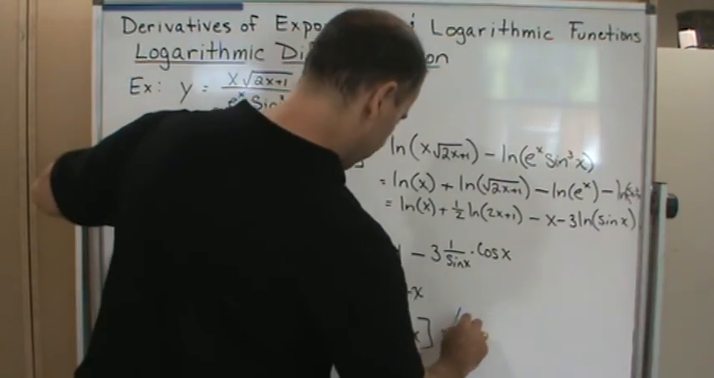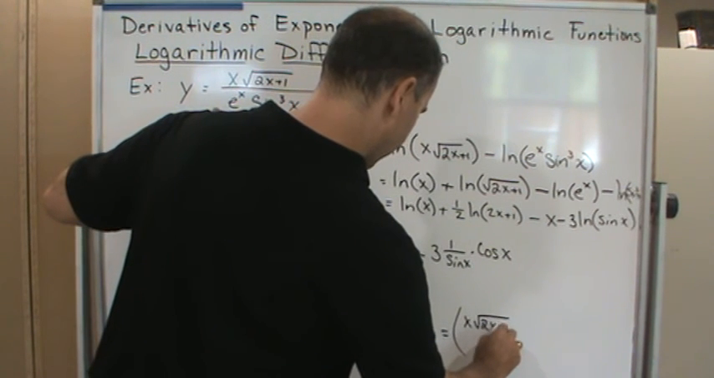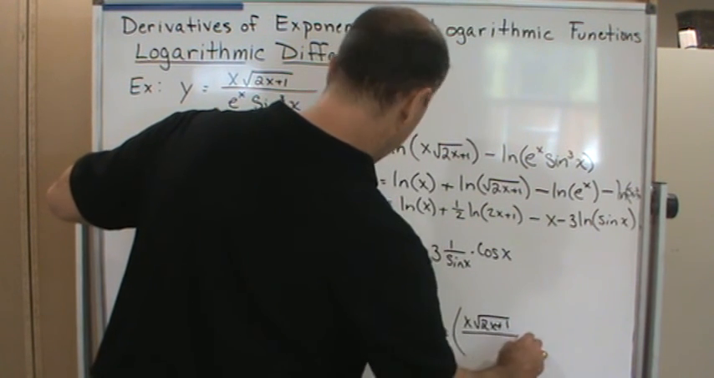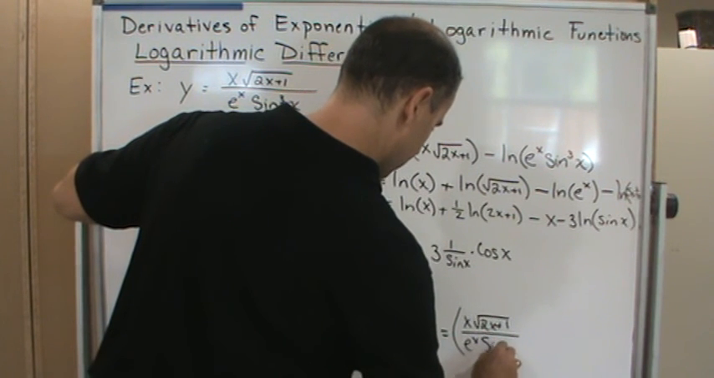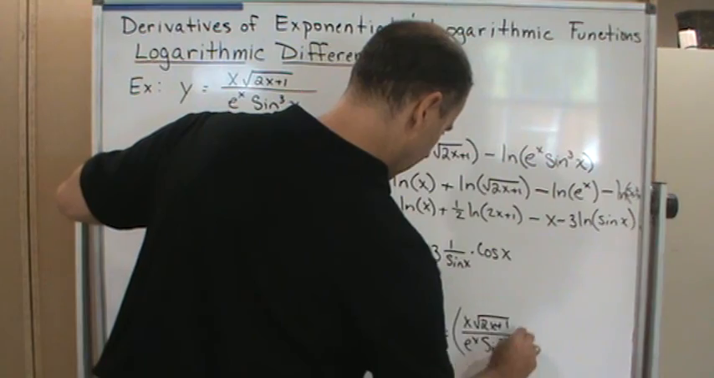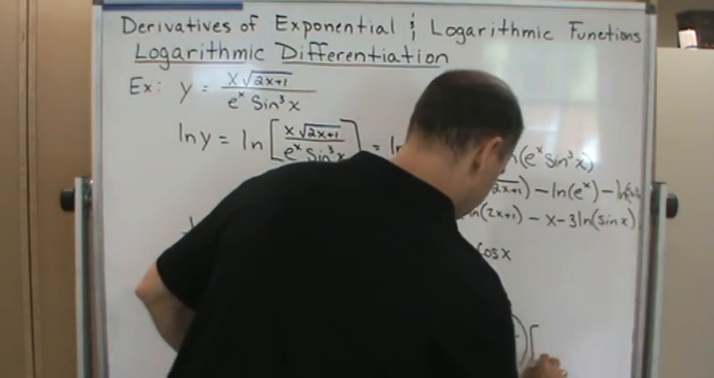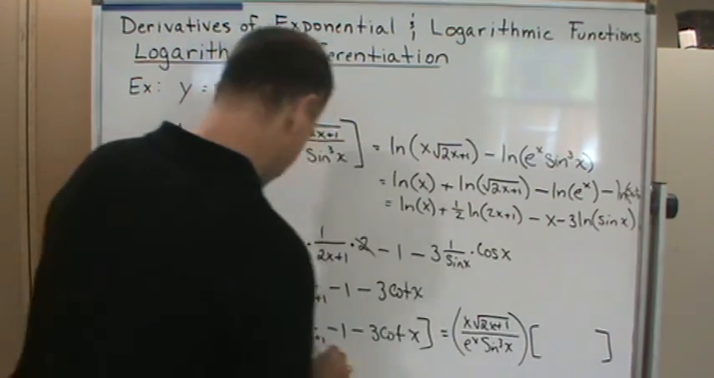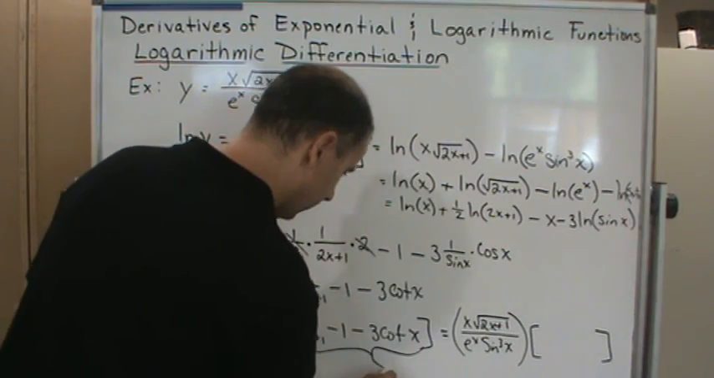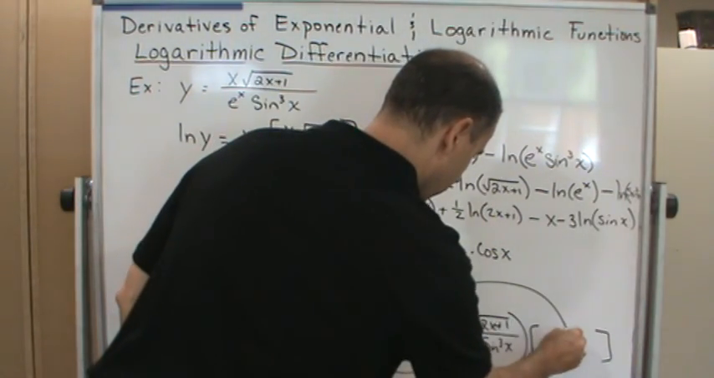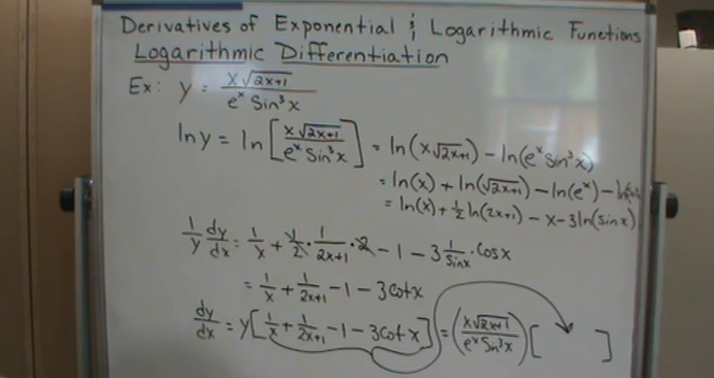So it's going to be x times the square root of 2x plus 1 over e to the x times sine cubed x, and then of course times this whole thing. I'm not going to write it out because I have no room. So this whole thing goes in there. Okay? And that's the answer.